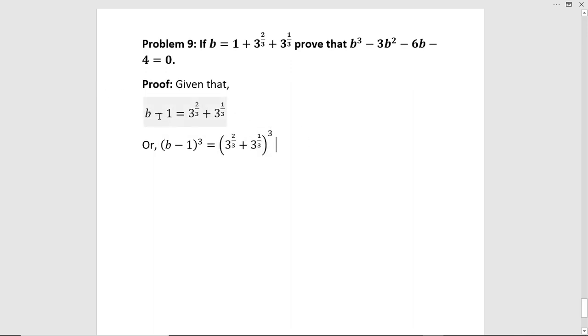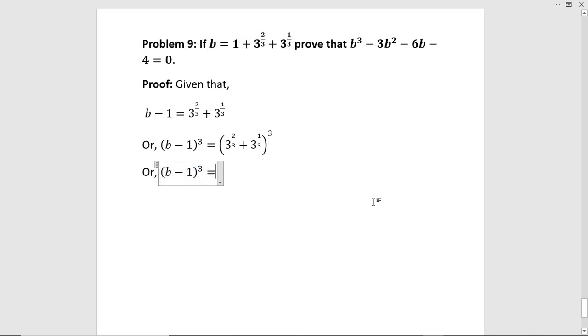If we would not take this minus 1 at the left side, we would have three terms at the same side, and therefore if we are going to cube them, it will be very expanded, or it will become very big. The right side will become a very big expression. So we would have to take this 1 at the left side.